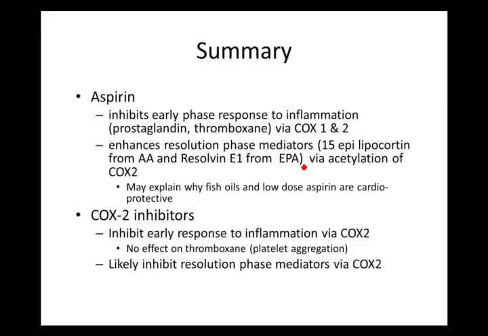Okay. So let's quickly summarize. Aspirin inhibits the early phase response to inflammation, and essentially we're inhibiting the prostaglandin thromboxane activity via COX-1 or 2. And then we've also shown that it enhances the resolution phase. So the resolution phase of inflammation is your anti-inflammatory cascade, and that's the mechanism of the 15-epi-lipoxin from arachidonic acid. The COX-2 inhibitors essentially inhibit the early response to inflammation via COX-2, and they have essentially no thromboxane activity. We saw that in the cartoon.